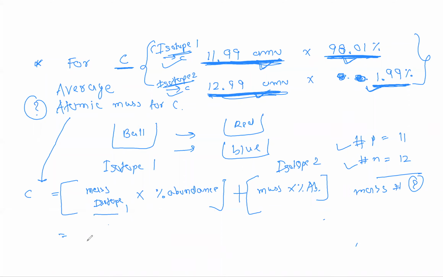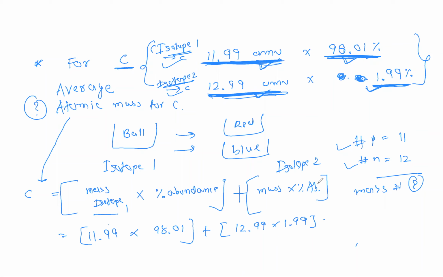What is the mass of the first isotope? Remember, this number will always be given to you, right? What is the percentage abundance? In this case that I gave you it is 98.1, right? Again, remember, this number will always be given to you. Again, for the second isotope, the mass was 12.99 and the percentage abundance was 1.99. All right.